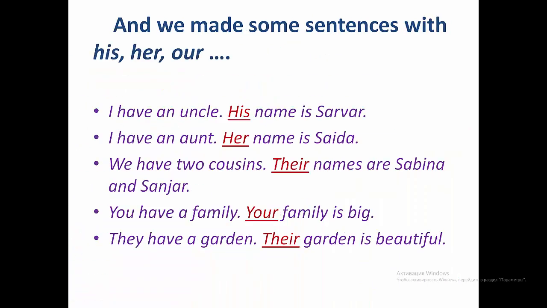And we made some sentences with his, your, our. If you remember, let's revise these sentences too. I have an uncle. His name is Sarvar. I have an aunt. Her name is Saida. We have two cousins. Their names are Sabina and Sanjar. You have a family. Your family is big. They have a garden. Their garden is beautiful.